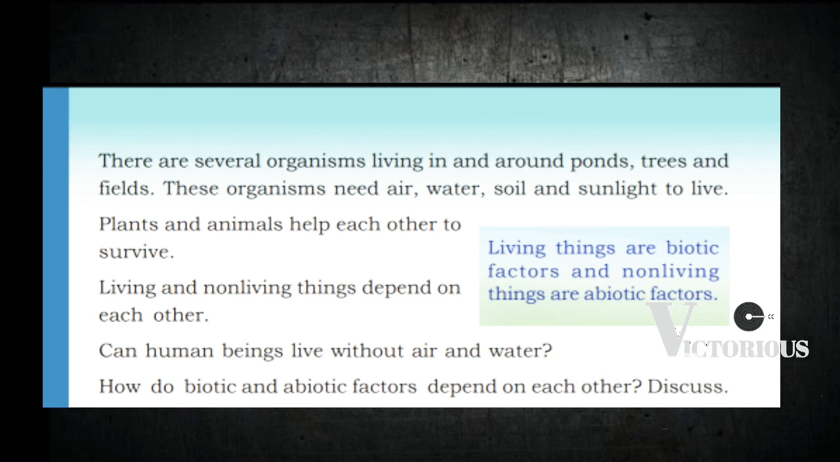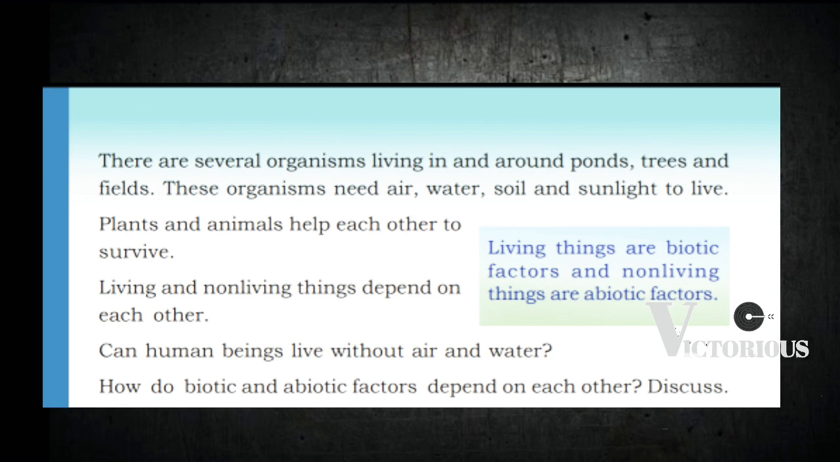These organisms need air, water, soil and sunlight to live. Just take a tree. A tree needs air, water, soil and sunlight to live. If we take an animal, just check a crow. A crow needs air, water, and sometimes soil, and sunlight also to live. We all need these.